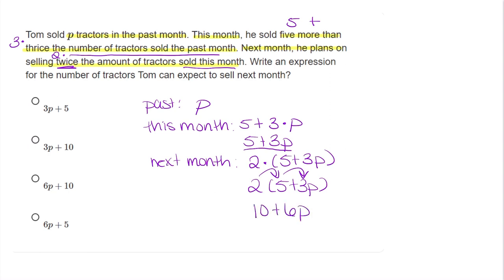Well, let's look at our answer choices. In our answer choices, the variable is written first. And remember that addition is commutative, so I can just reverse the order and write this as 6P plus 10, which gives me this answer choice right here. Okay, 6P plus 10.